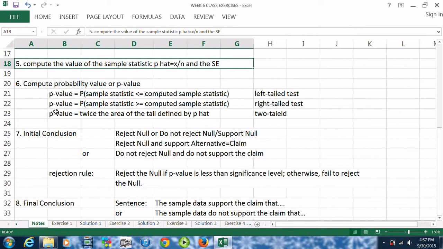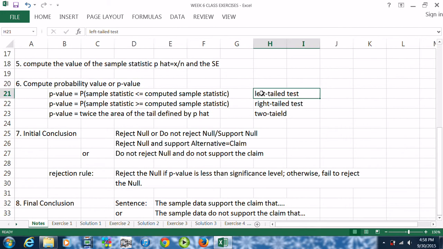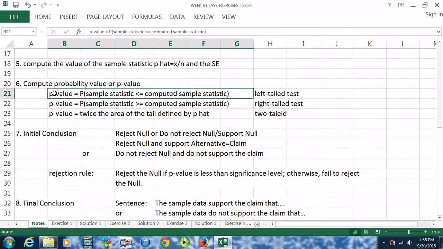Okay, so once we've computed our sample statistic and standard error, it's time to compute what we call the probability value, or p-value. And this is the probability of being in the tail. And since we're doing a left-tailed test, it's the probability of being in the left tail, which is the probability that a sample statistic is less than or equal to our computed sample statistic.